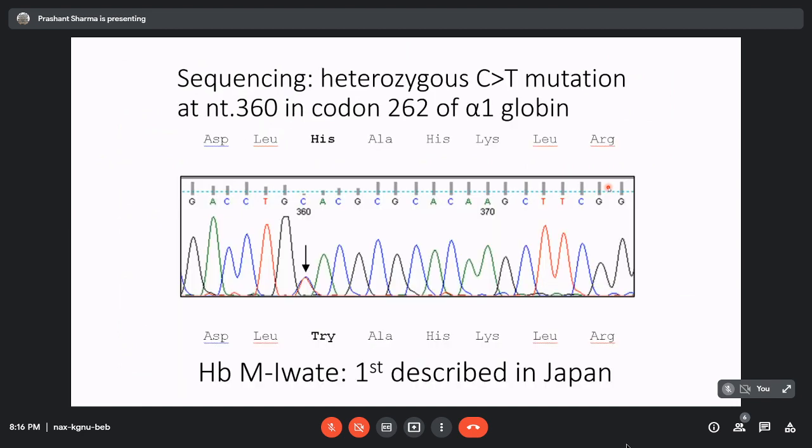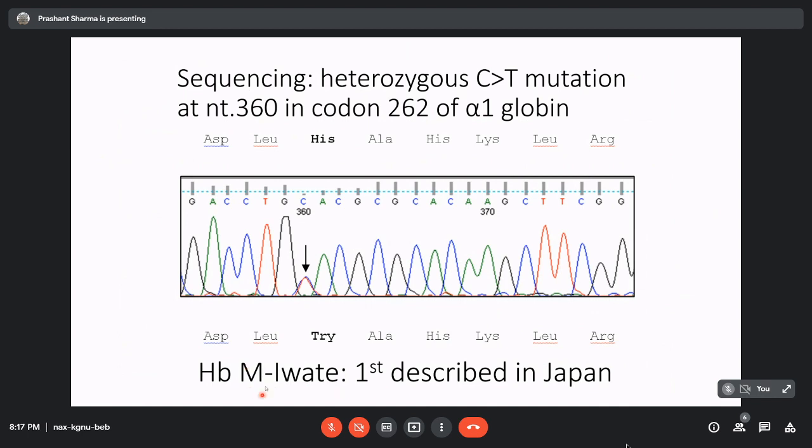Okay. So at this point, we did sequencing because her cyanosis needs to be explained. It's holding up her surgery. She was found to have a heterozygous point mutation in the alpha 1 globin gene at nucleotide 360. So this is that position mutation. It is heterozygous because there are two peaks over here. This is already a known mutation which has been described as hemoglobin M Iwate.